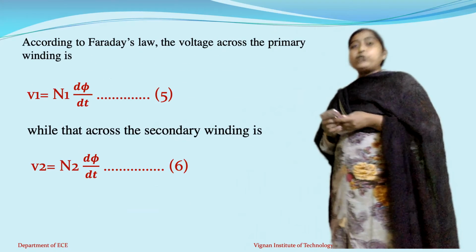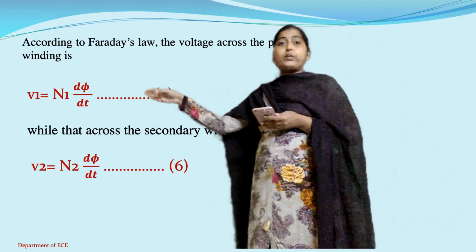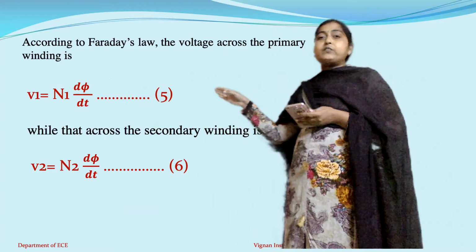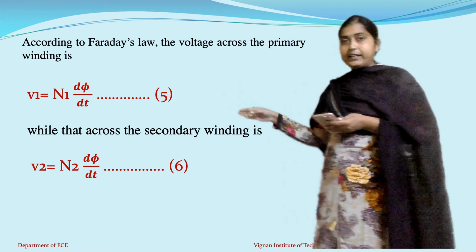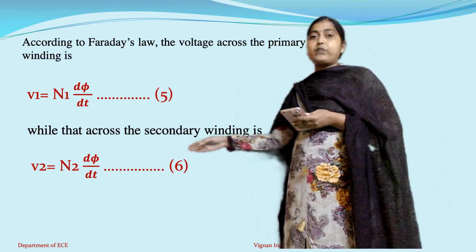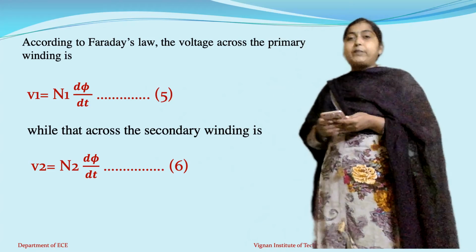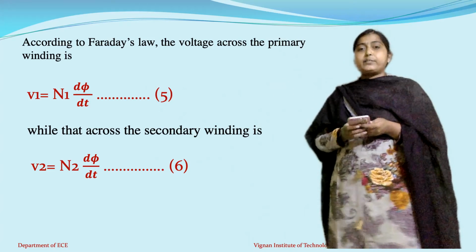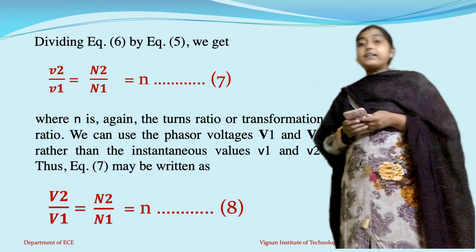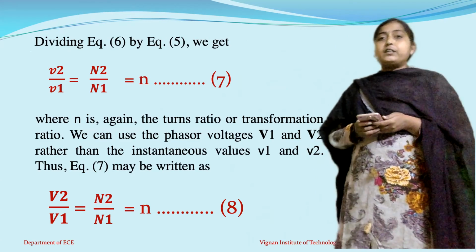The voltage induced in the primary winding can be written as V1 is equal to N1 into d phi by dt. Whereas the voltage induced on the secondary winding can be represented as V2 is equal to N2 into d phi by dt, where N1 and N2 represent the primary and secondary windings respectively. So this we already discussed, right? Now let us understand some more properties related to the transformer.